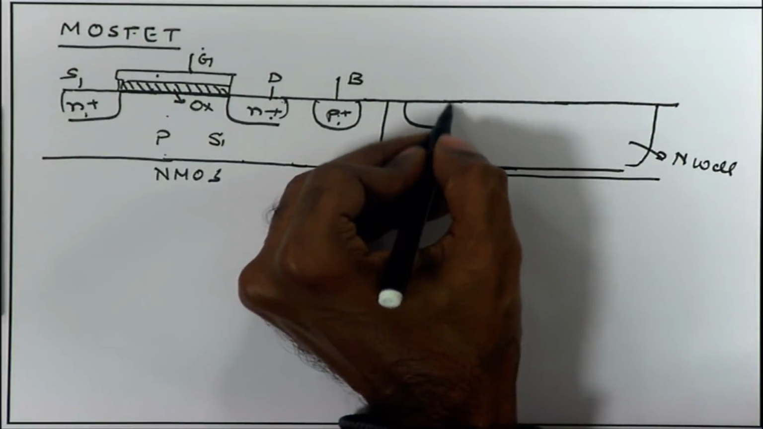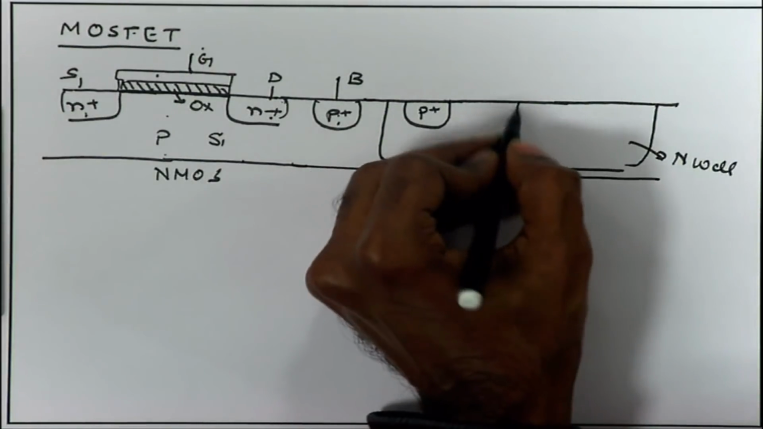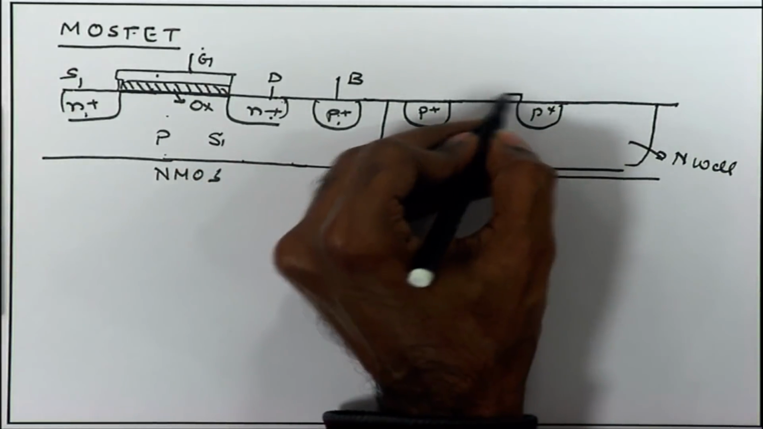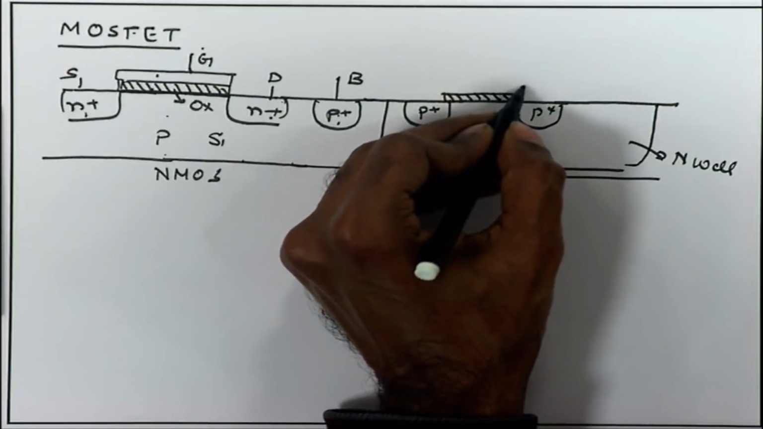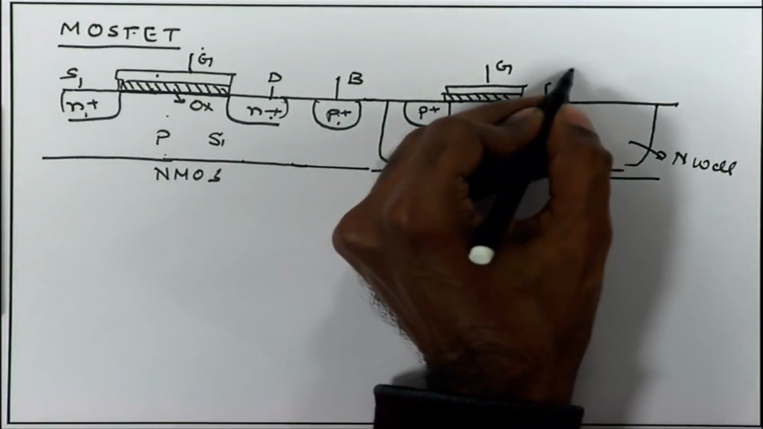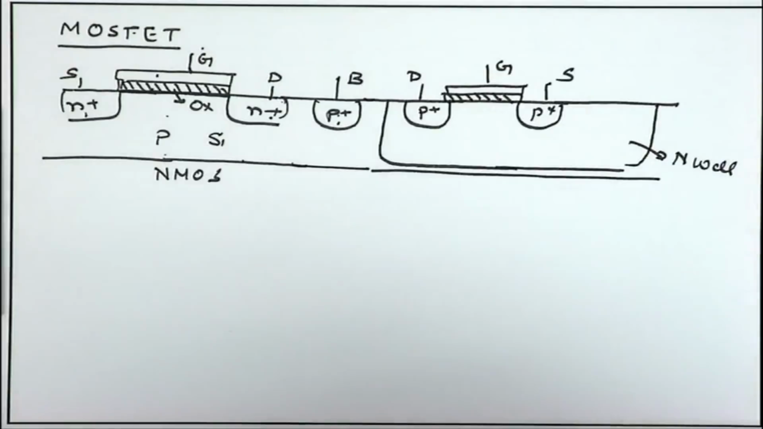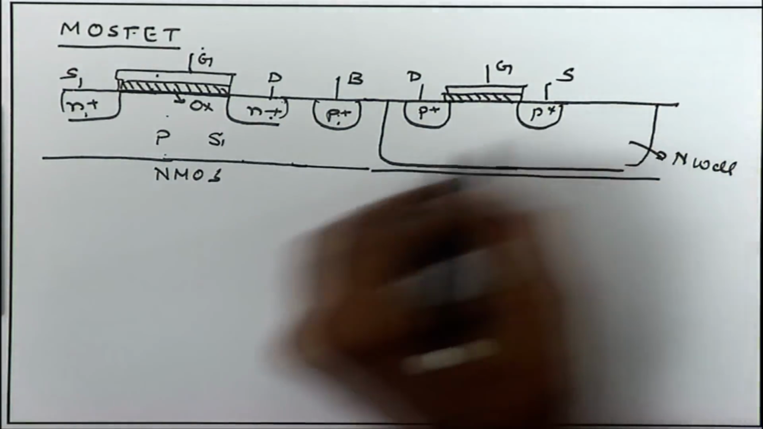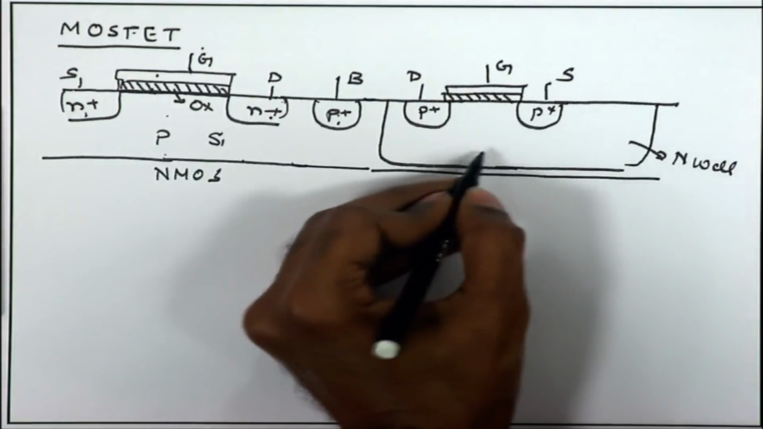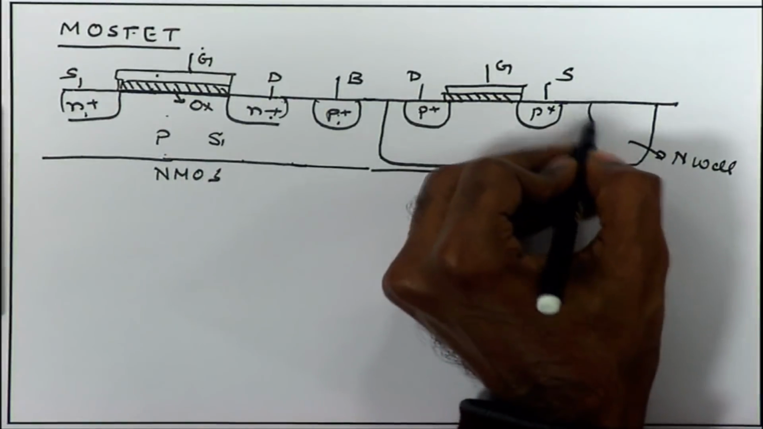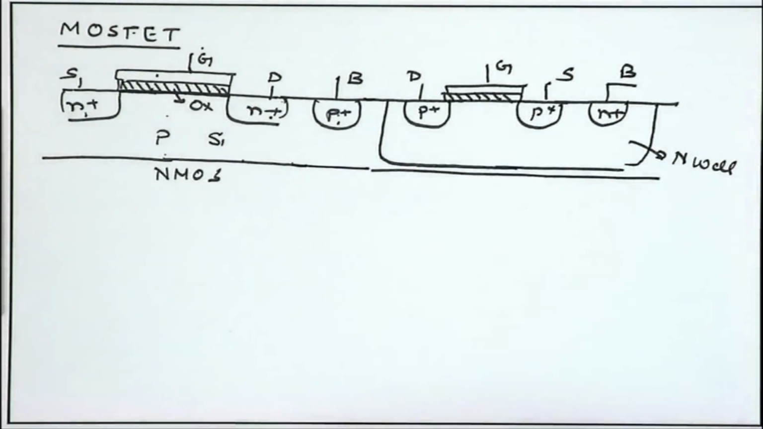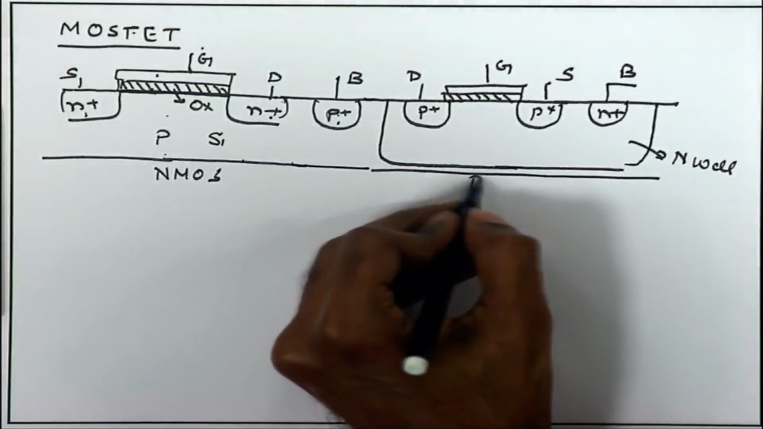So, we can have the P plus regions for the source and the drain of the MOSFET. You can have the gate terminal and likewise the source and the drain terminal. And once again, in order to have contact with the substrate of the N well, that is the body of the PMOS, we may need an N plus contact over here. So, this is the body of the PMOS.